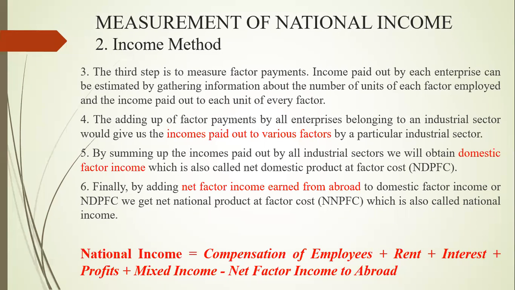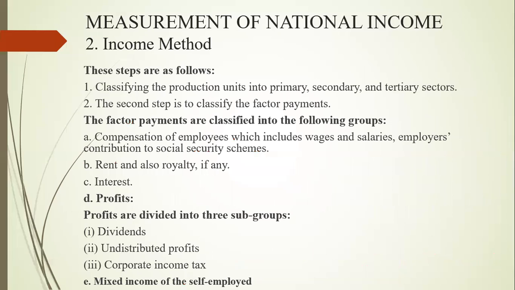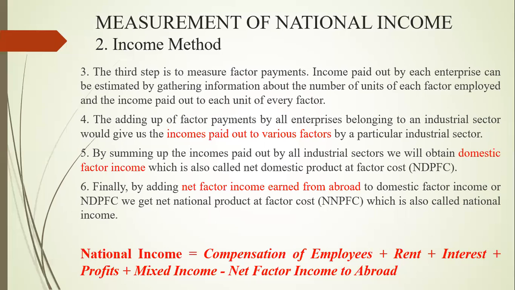The first step was classification into different sectors: primary, secondary, tertiary. In the second step, from these factors, we classify how much payment goes to different people: compensation, rent, interest, profit, and mixed income. In the third step, we will measure factor payments. The income paid out by each enterprise can be estimated, meaning how much income each individual industry is paying to the 4 factors which we have just discussed.